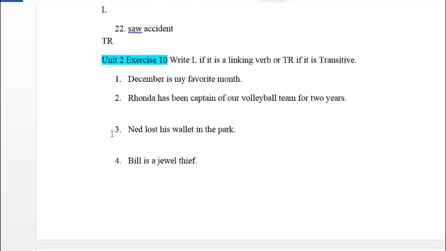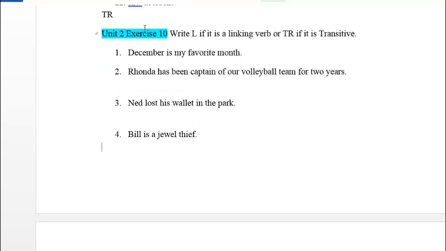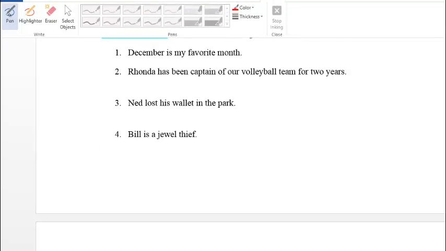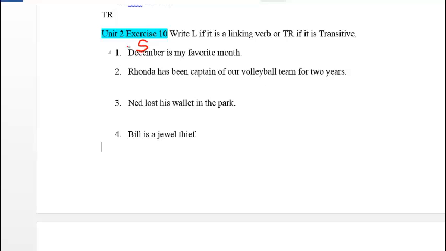So let's take a look at a couple of more examples. In this one, December is my favorite month. Well, December is the subject. Is can be a linking verb, and month is the complement. Now, is the month of December performing an act? It's not. Now, is anything being done to the month of December, which would make it passive? No. All that this verb is doing is linking these two pieces of information.